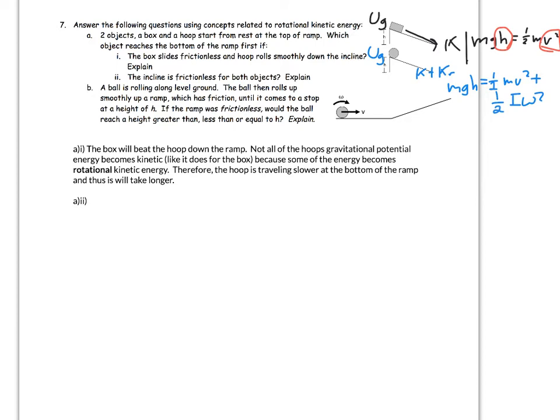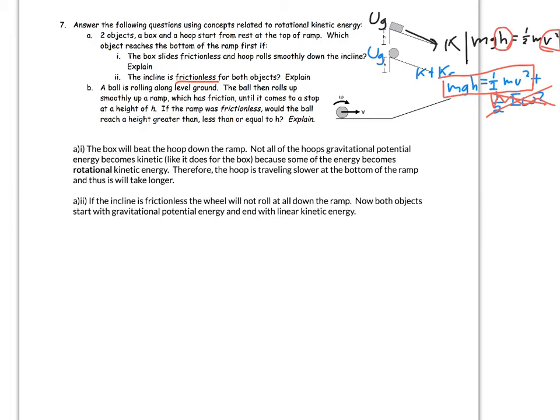The second part of this question asks if the incline is frictionless for both objects. How does that change things? Well, if the incline is frictionless, the wheel won't actually roll at all. It's just going to have linear kinetic energy. It's going to slide down the ramp without rolling, and so its energy is exactly the same as the hoop. It starts with gravitational potential and ends with kinetic. The height is going to ultimately be proportional to the velocity, since those masses would cancel out. It actually doesn't matter the mass of either one. They'll end up traveling at the same speed at the bottom, and therefore they'll reach the bottom at the same time.